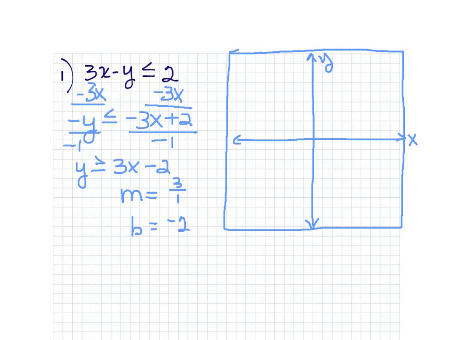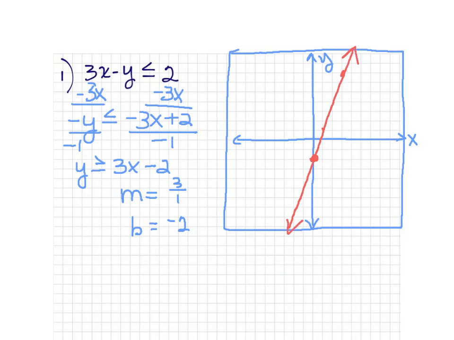My y-intercept is at negative 2, so I'll plot that point right there. And my slope is positive 3, so I'm going to rise 3, run 1, go down 3 to the left 1, and I'll probably do that a couple more times just to get a good straight line. So I have to check the inequality. Because it's greater than or equal to, I'm going to draw a solid boundary.